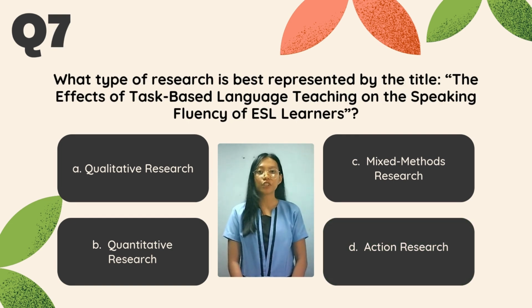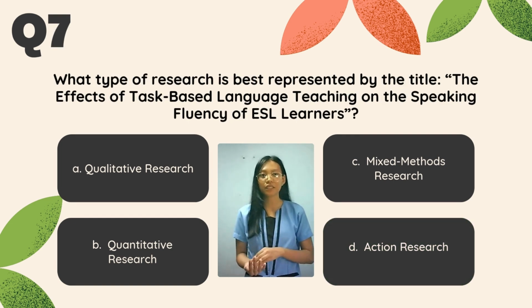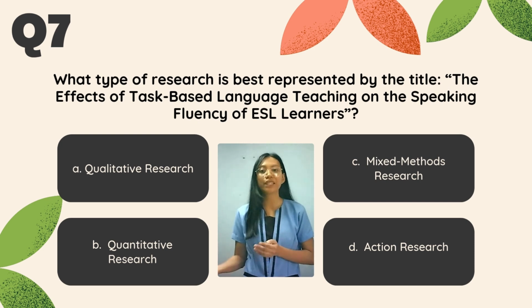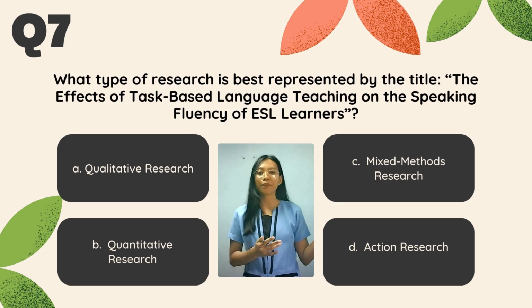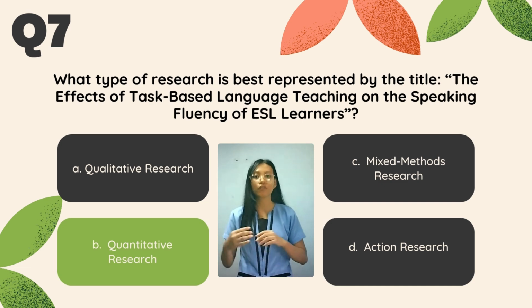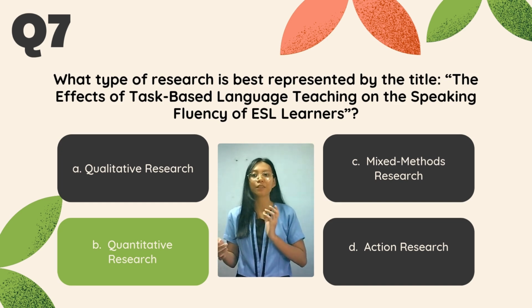What type of research is best represented by the title, The Effects of Task-Based Language Teaching on the Speaking Fluency of ESL Learners? Is it letter A, qualitative research, B, quantitative research, C, mixed methods research, or lastly, letter D, action research? So the correct answer is letter B. This is because the title suggests a study which focuses on measuring the impact of the specific teaching method, which is the task-based language teaching, on a particular outcome, which is the speaking fluency.